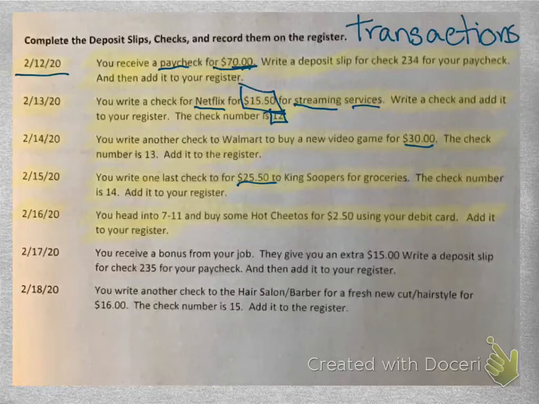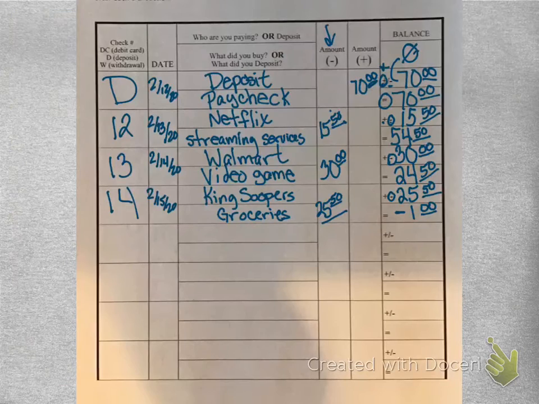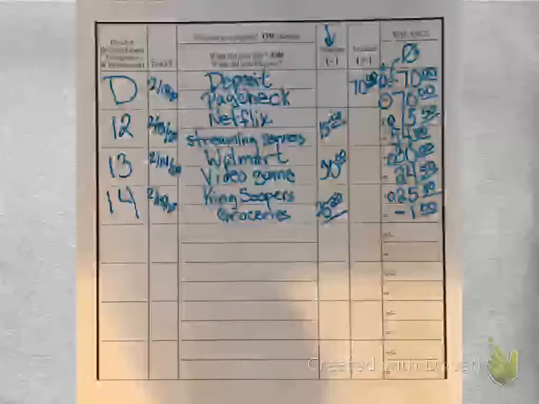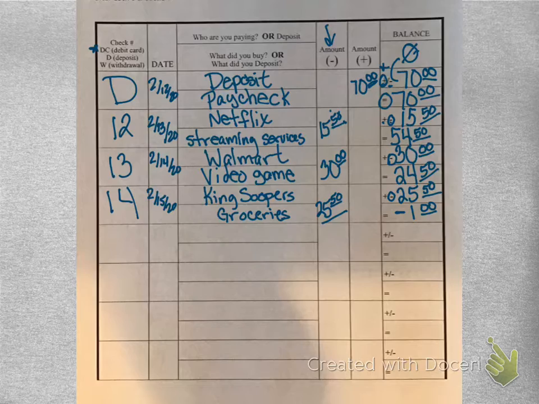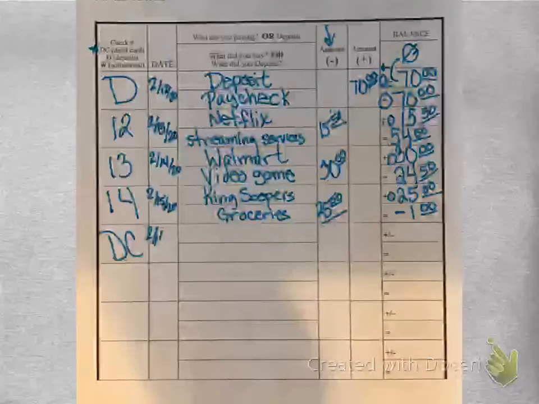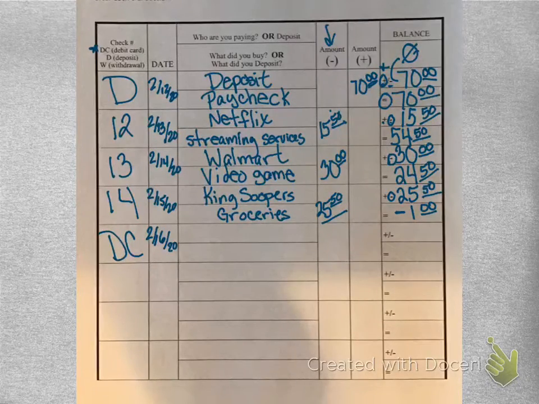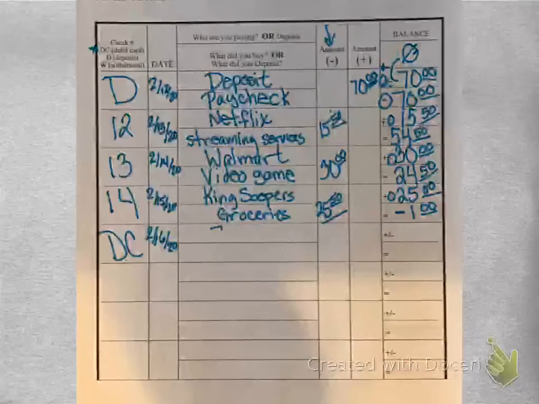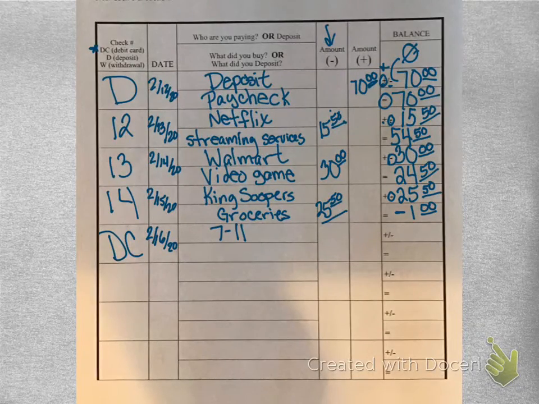$2.16, 7-Eleven hot Cheetos, $2.50 debit card. Here we go. So there's no check number this time. This time, oops, I'm using my debit card. There it is. So I'm going to put DC here to show that it's a debit card transaction. And the date was 2/16/20. I know none of you are going to do this because you know you don't have any money, and you're not going to try to spend more of it when you don't have any.